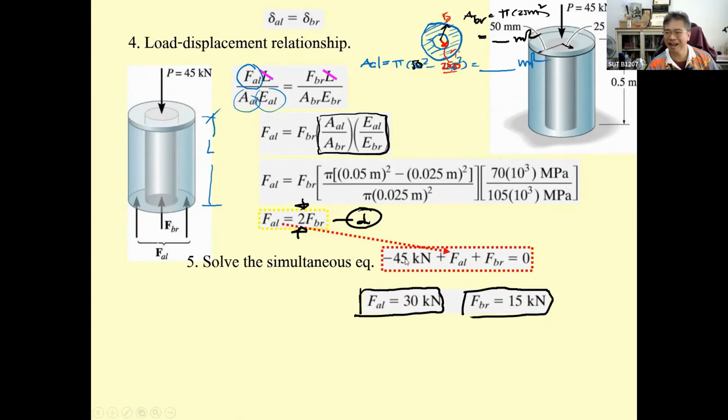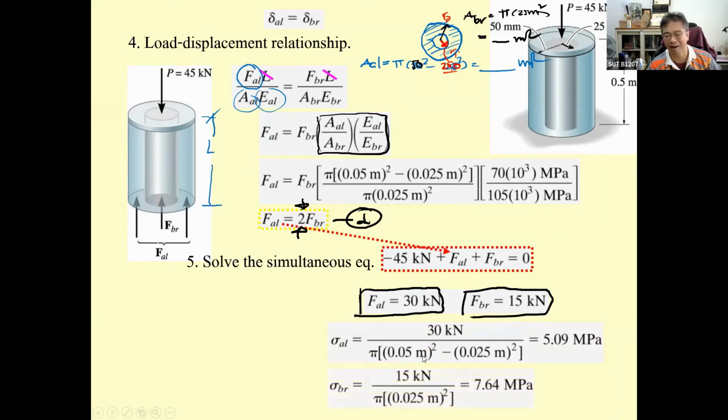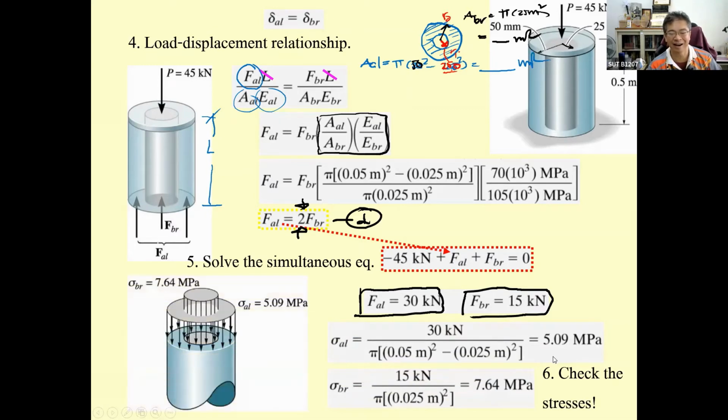Now you must check whether it's going to be linear elastic or not. So sigma sub A, sigma aluminum, is 30 kilonewton divided by the area. And the stress in the brass is 7.64. All of them are less than sigma sub Y, and they are in the linear elastic range. And if you do the distribution of stress, this is important.